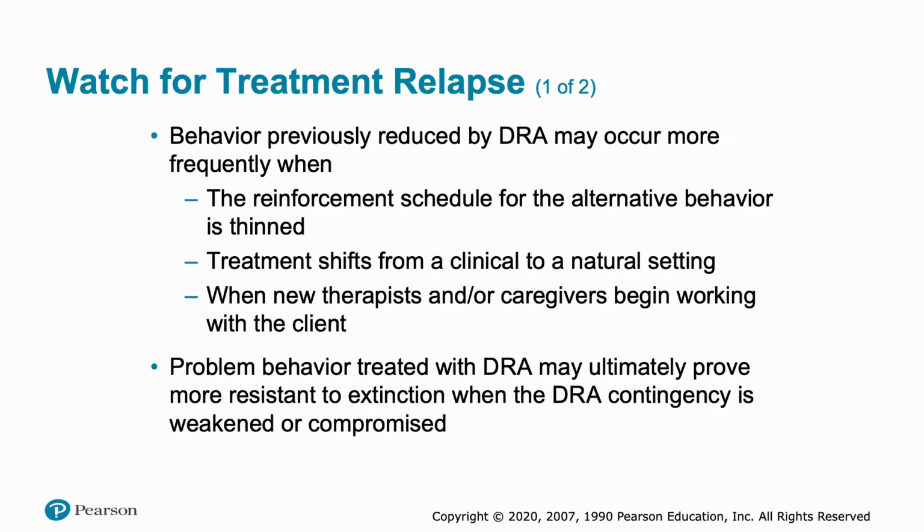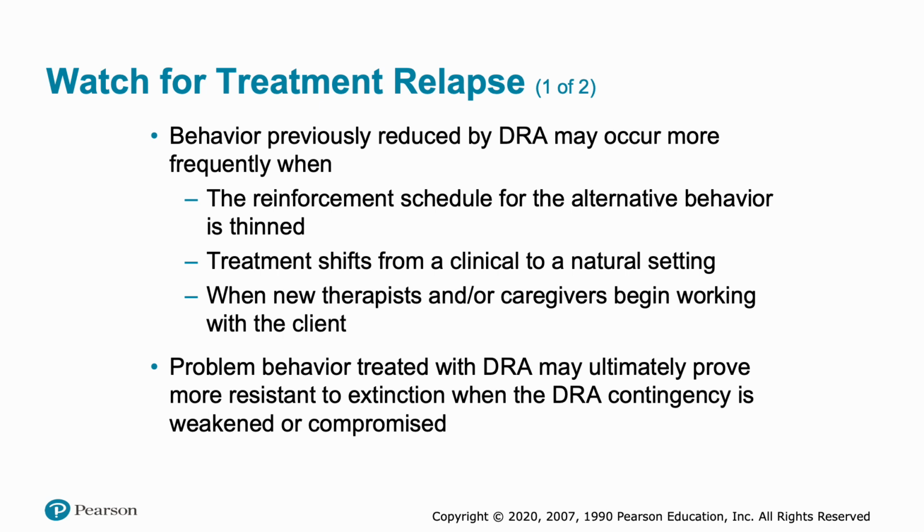And then you also want to make sure that you are watching for treatment relapse. Behavior that has been previously reduced by DRA may occur frequently when the reinforcement schedule for the alternative behavior is thinned, meaning if you are moving from continuous reinforcement to intermittent reinforcement for that alternative behavior, you have to be careful not to thin the schedule of reinforcement or deliver reinforcement too infrequently, because this can basically cause the problem behavior to start occurring again.